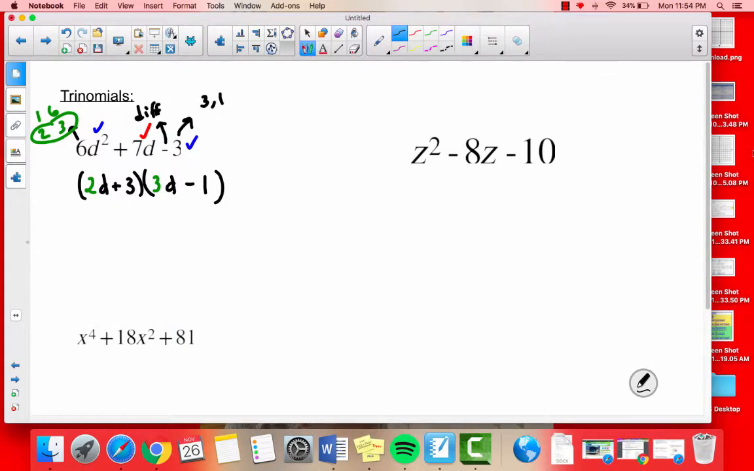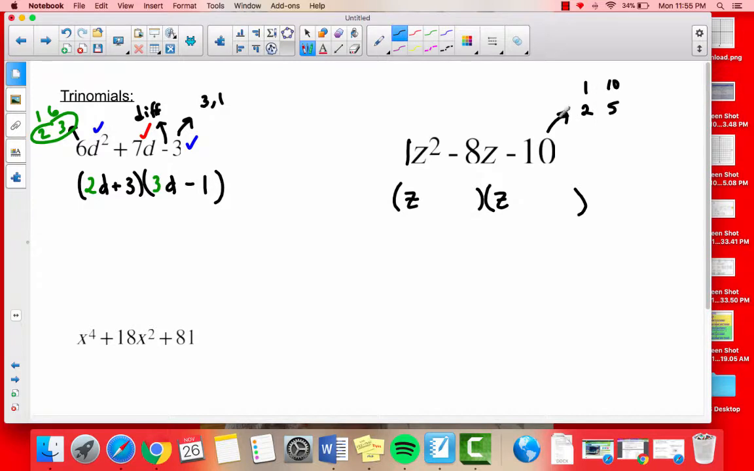All right. The next example here, we have z squared minus 8z minus 10. So notice this is a 1 in front, so I'm just going to have z's in my parentheses. We can't take anything out of all of it, so no greatest common factor. So I'm going to have a z and a z. And then I have to think about my factors of 10. So I know 1 and 10 get you 10. 2 and 5 multiply to get you 10.